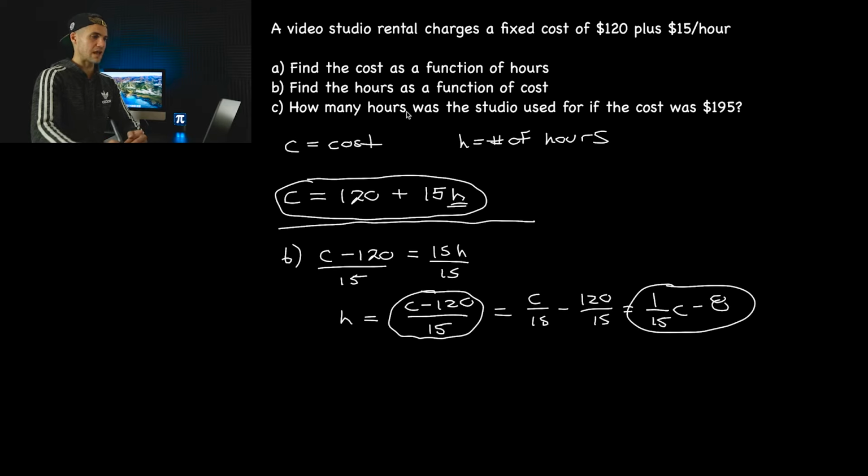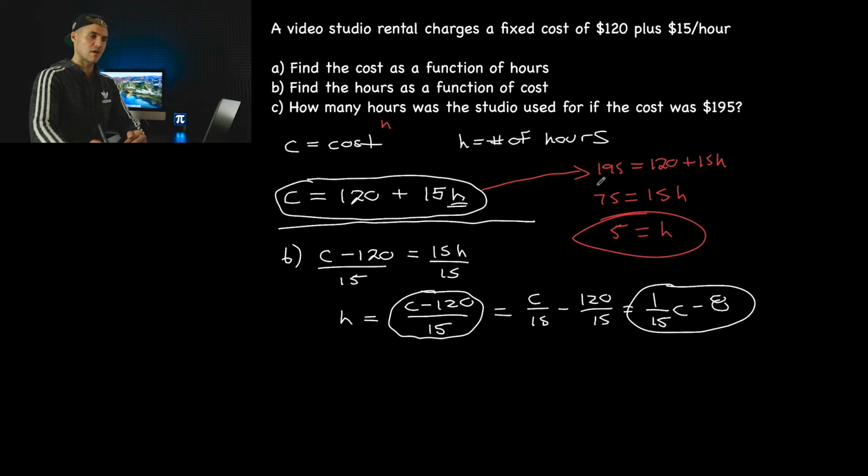And then for part C, how many hours? So we're solving for H, right? They're asking how many hours the studio was used if the cost was $195. So if we use this function here, we would plug in 195 for C and solve for H, right? So we would bring the 120 over. We would have 75 equals 15H. So then H would be what? 5 if we divide both sides by 15. So the answer is 5 hours.